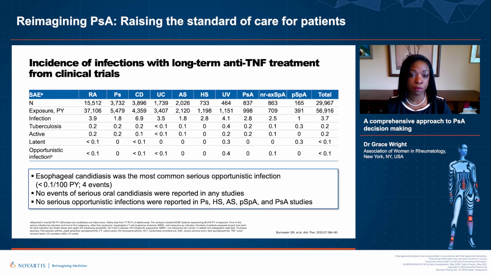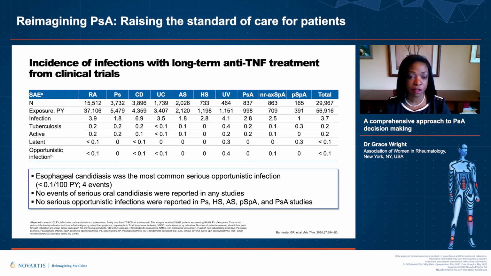So when we look at pooled long-term anti-TNF data, and this really comes from the 77 RCTs of adalimumab, looking at just under 30,000 patients, representing 56,916 patient years of exposure. Starting from the bottom, we'll see that the opportunistic infection rate varied from 0 to 0.4. When we look at the diseases that we're focusing on today, the psoriatic arthritis, non-radiographic SPA, peripheral SPA, and AS, those numbers varied from 0 to 0.1.